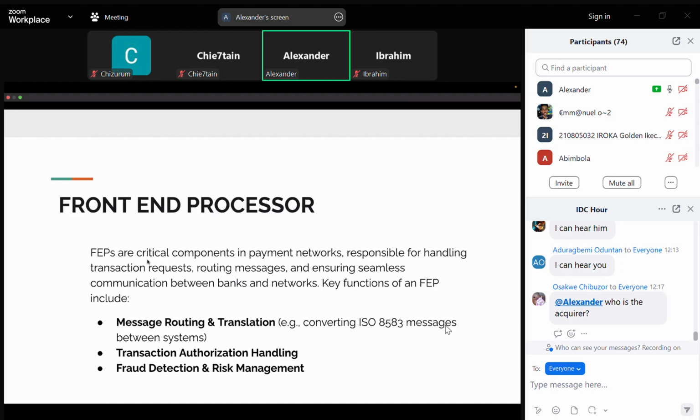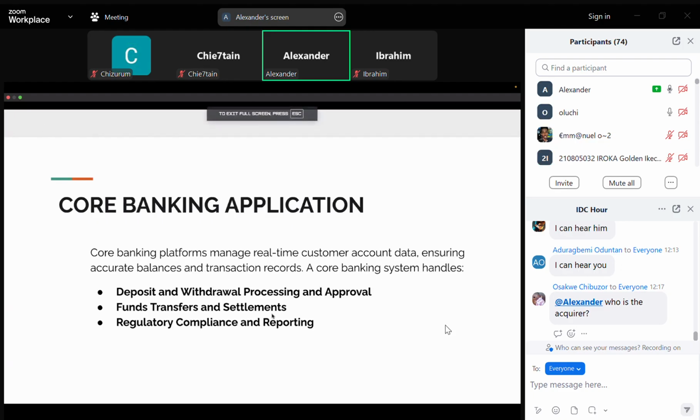Okay, good. All right. So we now go to core banking application. It's used for deposit and withdrawal processing and approval, fund transfer, settlement, regulatory compliance, and reporting and all that, right? Mostly core banking application sits with your banks, commercial banks, microfinance banks, mobile money operators, and all of that, right?